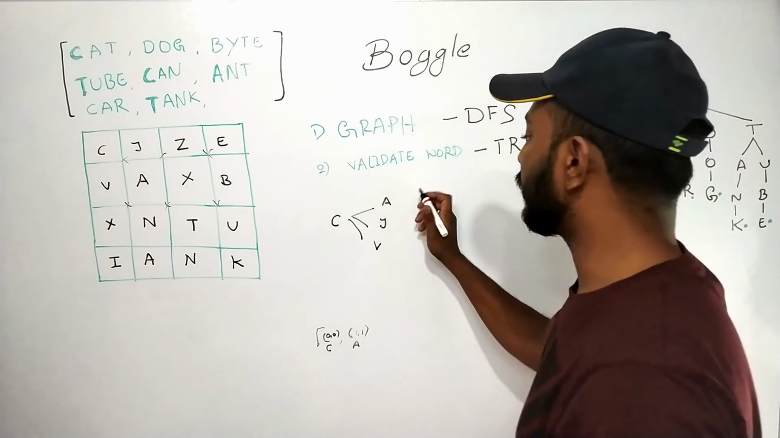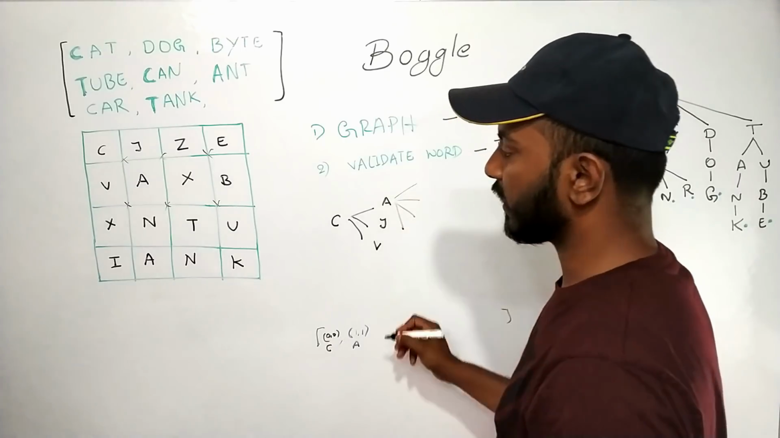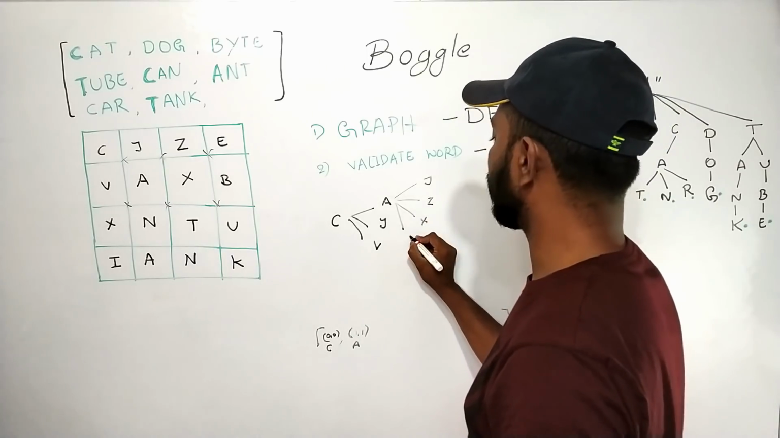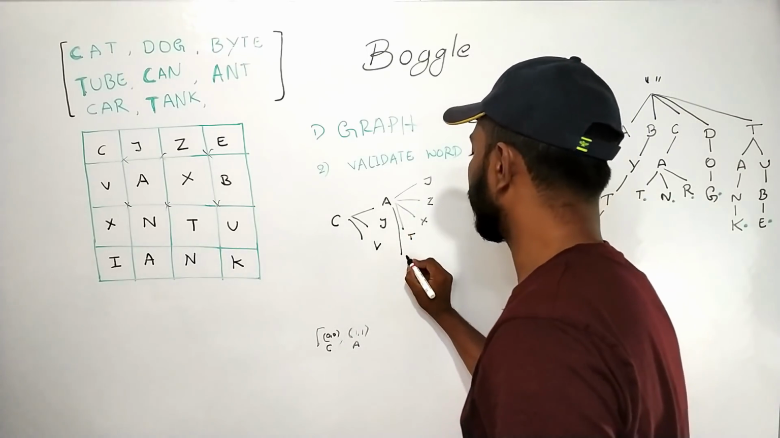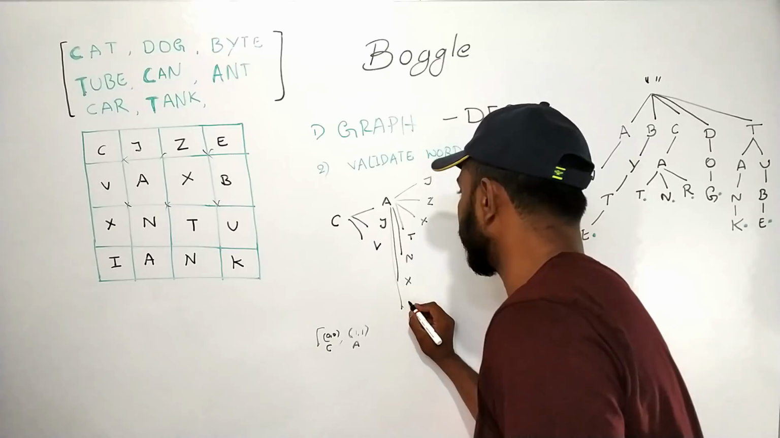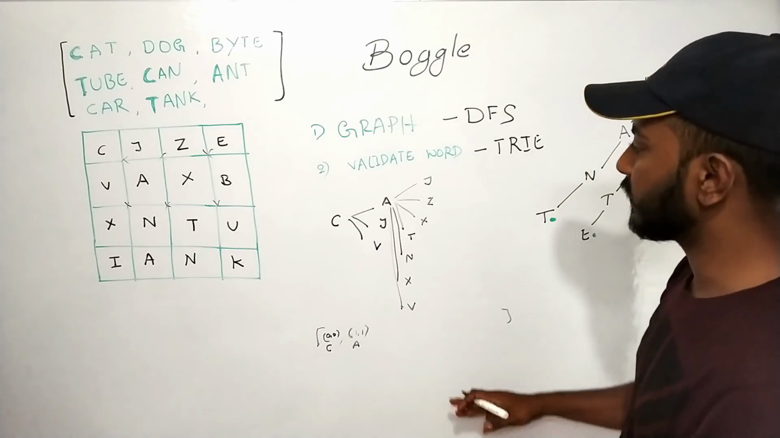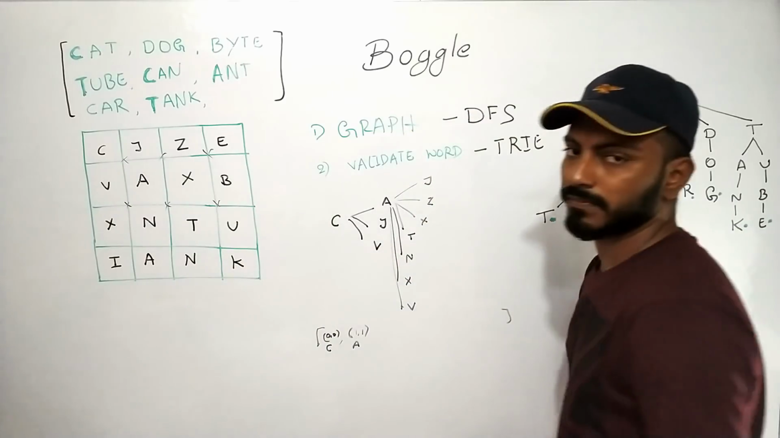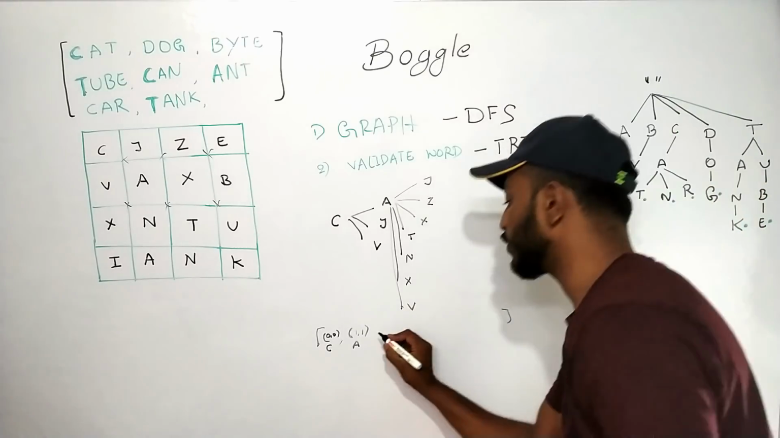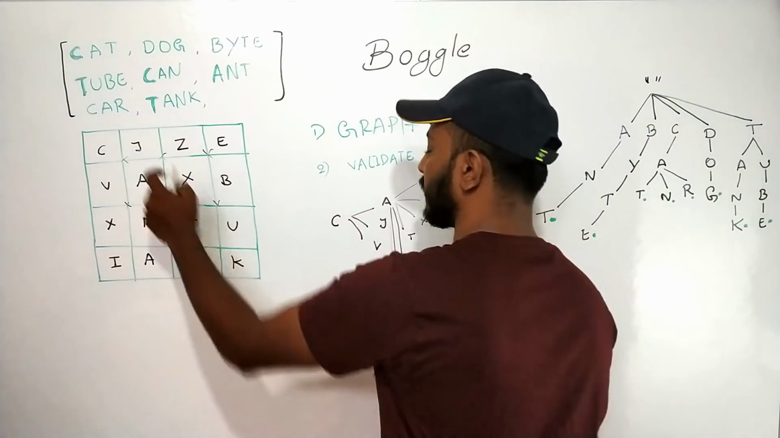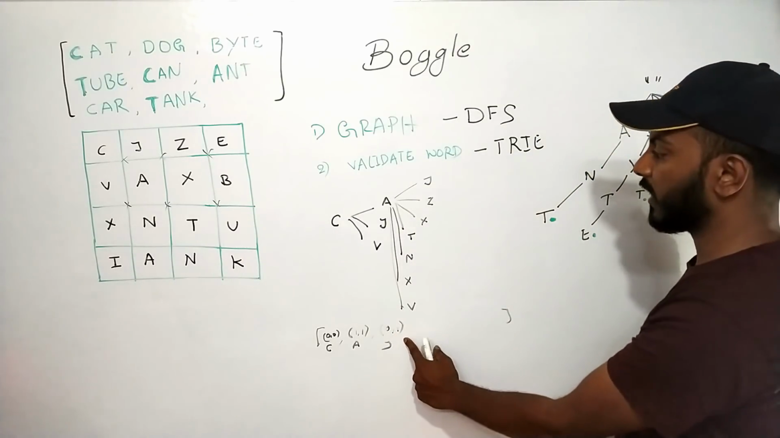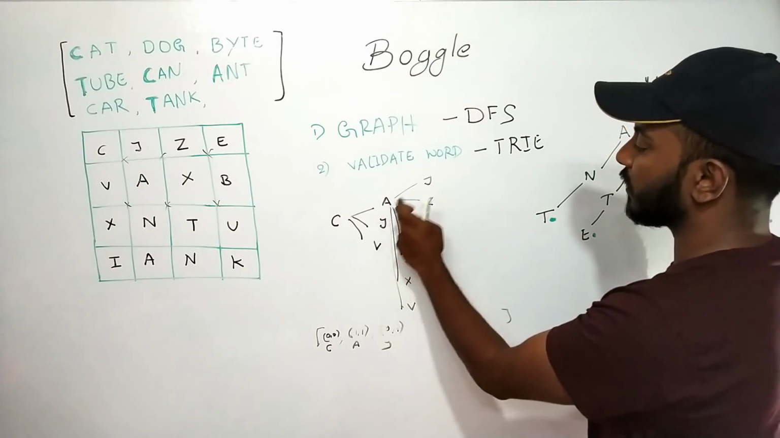Now from A, the possible nodes which we can visit are J, Z, X, T, N, X, and V. What we need to do now is first go to this particular cell and then keep traversing ahead. Before doing that, we add it to the visited array, so J is at 0,1. Add it to the visited array, and then go here and check whether this particular combination is available.